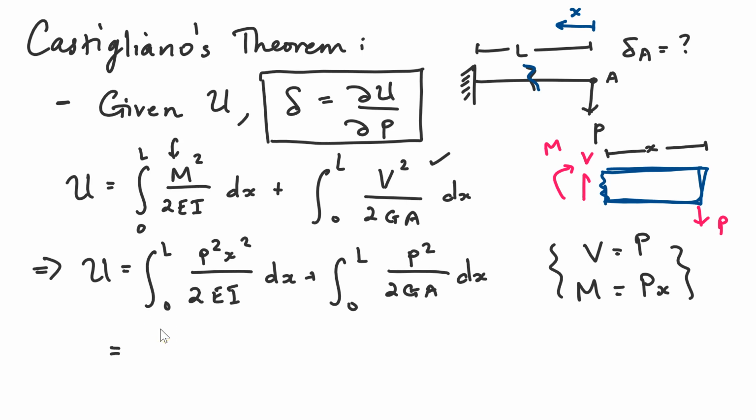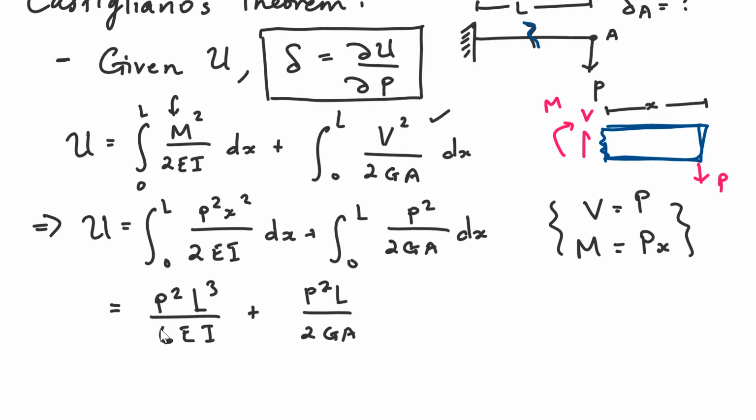I'm just going to take the integral. It's going to give us L cubed over 3, so P squared L cubed over 6EI, plus P squared L over 2GA. Alright, and that's the strain energy.